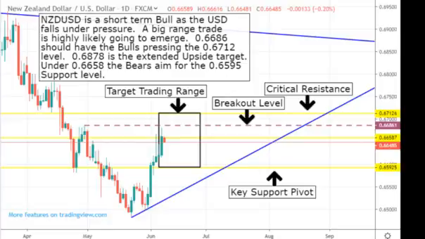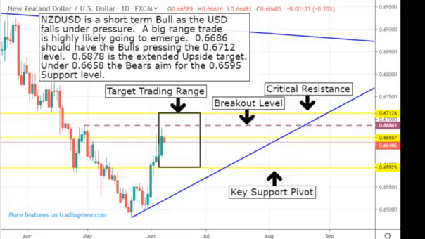But right now, I would say the New Zealand dollar is a short-term bull as the US dollar falls under pressure, and the big range trade is highly likely going to emerge over the next few sessions, for sure, at least. Towards the end of the week, as numbers come out, that might be when you start to see it pressure the upper or lower extremities of the trading range. 66.86 should have the bulls pressing that 67.12 level, and 68.78 is the extended upside target if there is some surge where the dollar weakness starts to come into play.